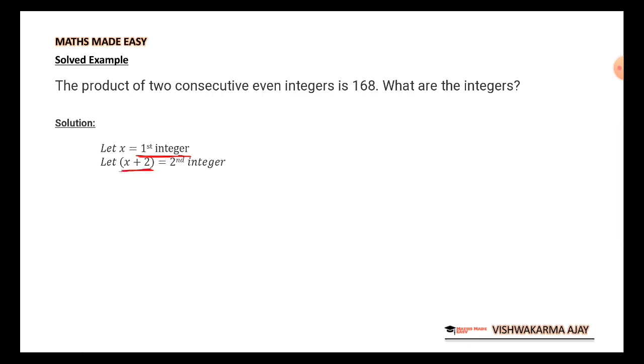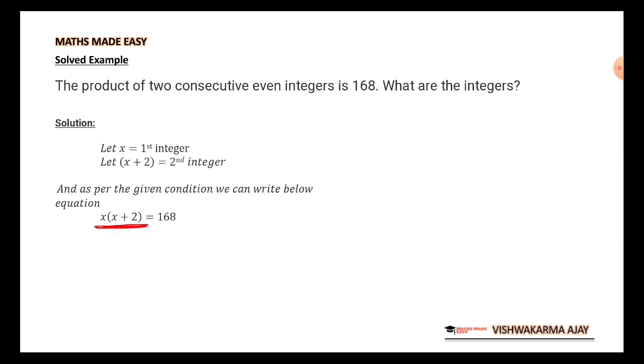Now the condition says that the two consecutive numbers, when multiplied together, give 168. So we can write our equation as per the given condition: x times (x plus 2) is equal to 168. Now this is very basic mathematics. You can send the x inside the bracket. If you have watched my video earlier, you know how to solve this. x times x is x square, plus 2x, is equal to 168.